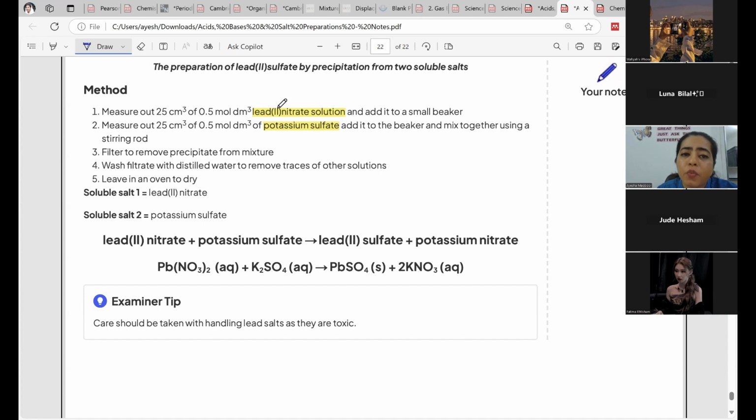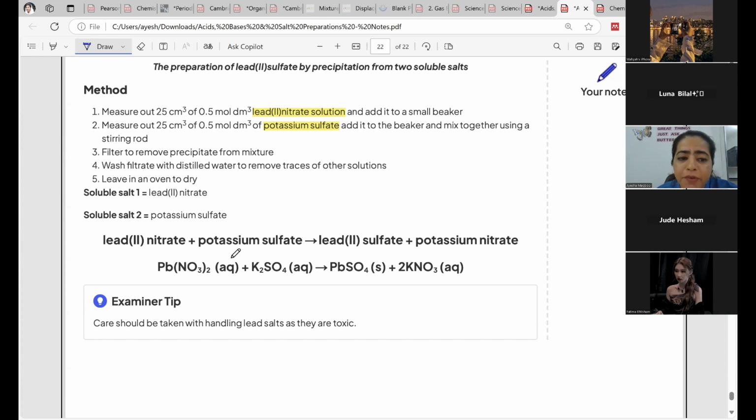So first you are going to take one of the salts and then you are going to take the second salt and you are going to mix them together. Then filter to remove the precipitate, wash the filtrate with water to remove any traces of any solution, and then leave it in the oven to dry.